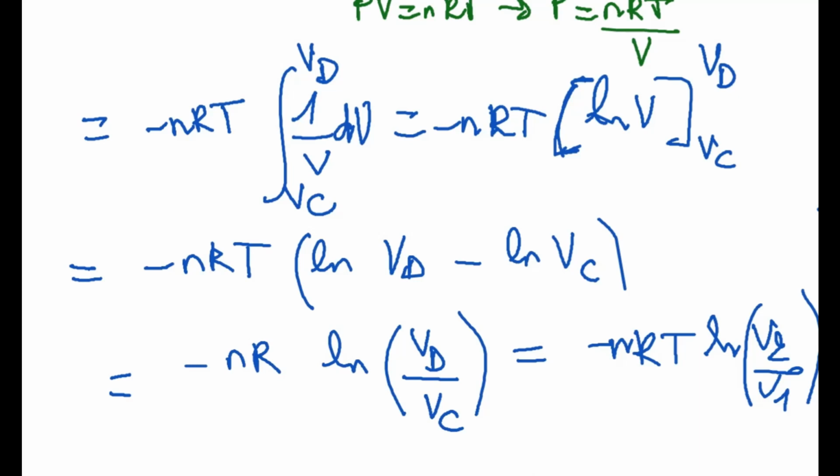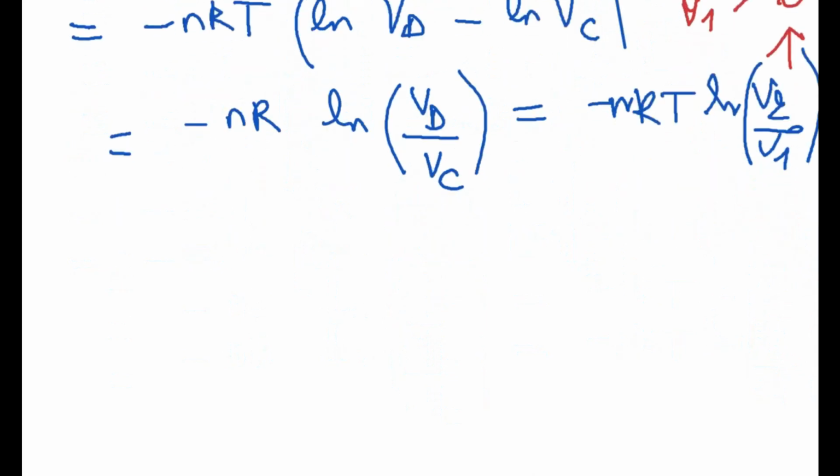So the ratio V2 over V1 is positive because V2 is higher than V1. So that is positive inside of the brackets. But I have a minus in front of the bracket, so the whole thing is going to be negative. Another mathematical law that I'm going to use here is the fact that when you have minus ln A over B, then this is equal to ln B over A. So I'm just going to apply this law here.